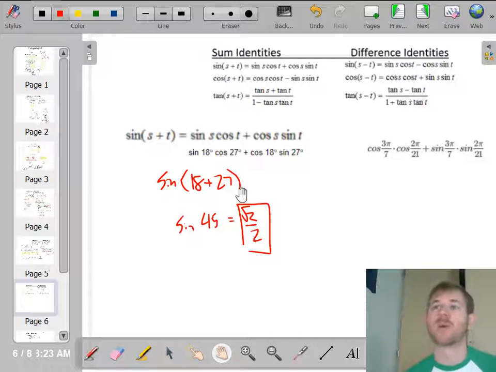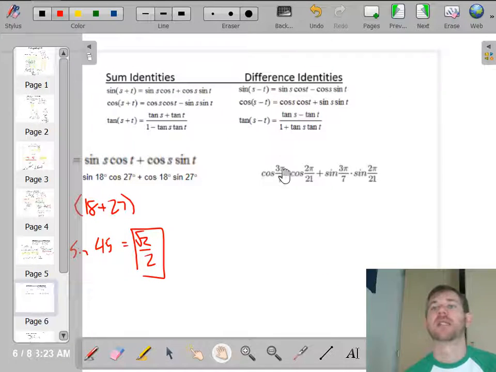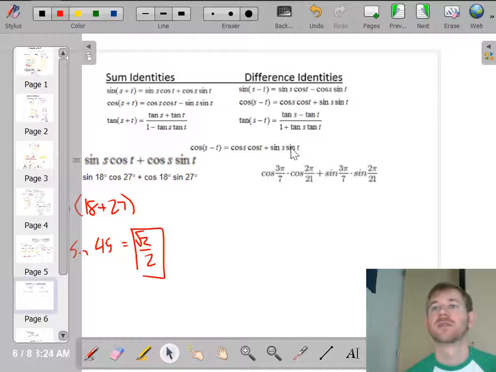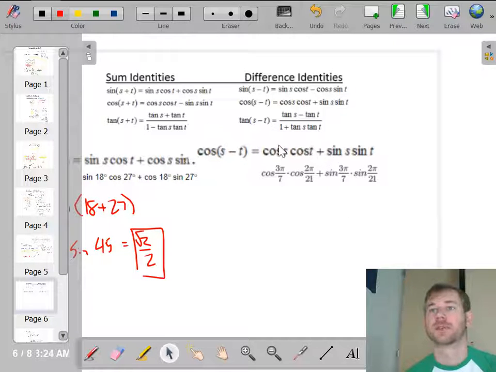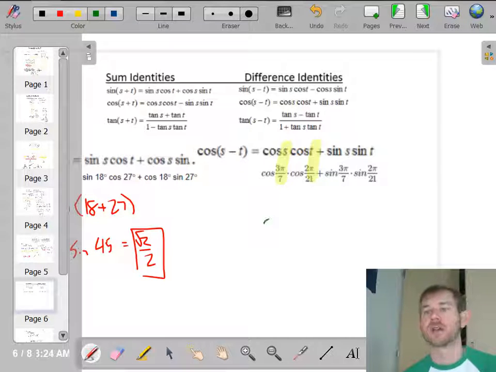Let's do one more and we'll call it. What property is that? Cosine, cosine plus sine, sine. Cosine, cosine plus, that's this guy right here. So that is the cosine difference formula. There you go. See it? Cosine, cosine, sine, sine. That means that we're going to take these two angles and we're going to subtract them. So this is the cosine of 3 pi over 7 minus 2 pi over 21.